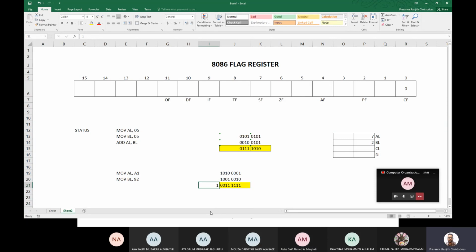Do you have a carry? Yes, 1. Now, what happens here? Carry flag will become now 1. See, it is very simple. After any addition or subtraction or multiplication or any arithmetic operation, if there is a carry, then this carry flag will become 1. Otherwise, the carry flag will become 0.